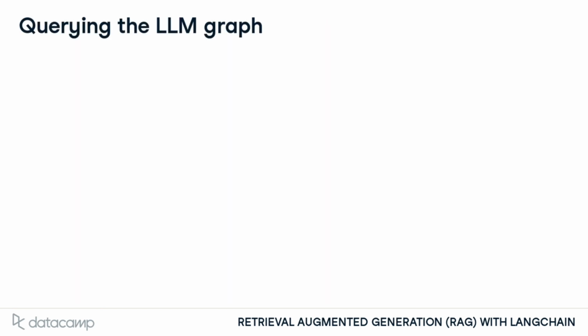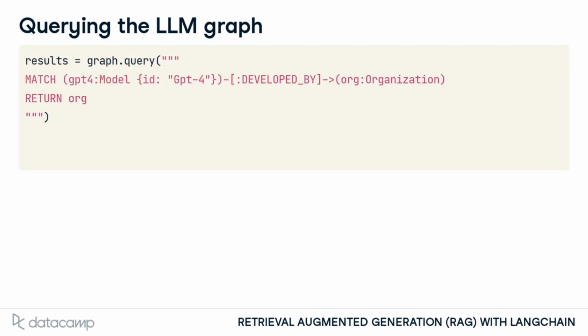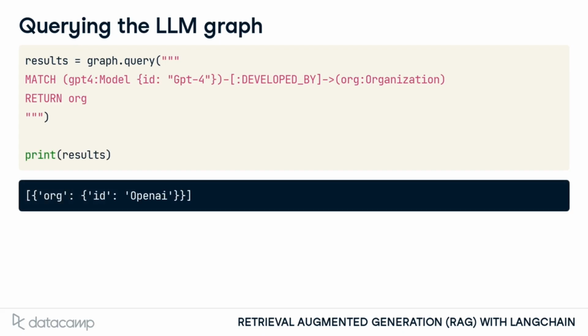Let's query our database of Wikipedia results about LLMs. We'll query the database to find out who developed the GPT-4 model. Our query looks for a match between a model and an organization joined by the developed by relationship. And there we have it.